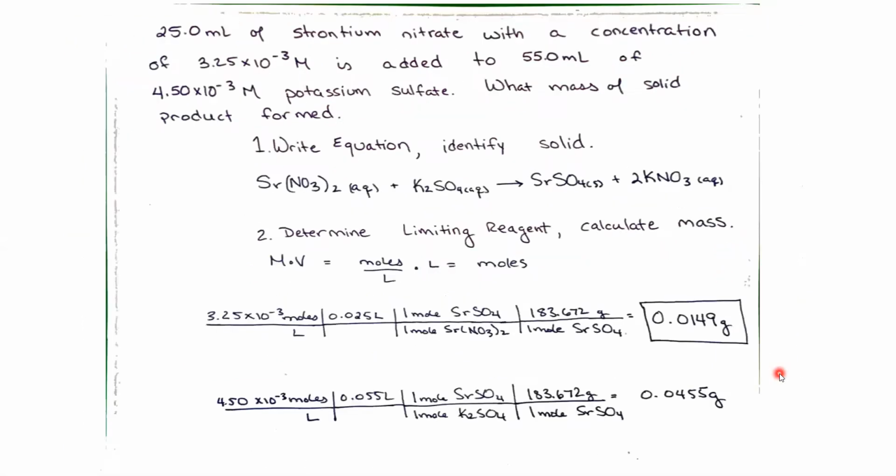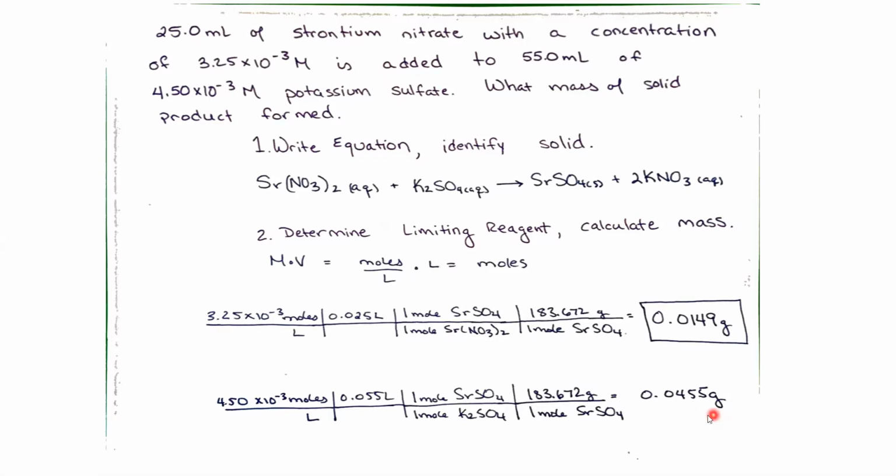So when I go through and I do this with the other stuff, potassium sulfate's concentration here, multiplied by its volume, I have 1 mole of potassium sulfate for every 1 mole of strontium sulfate, and every mole of strontium sulfate still weighs 183.672 grams. And what we end up getting here is 0.045 grams coming out.